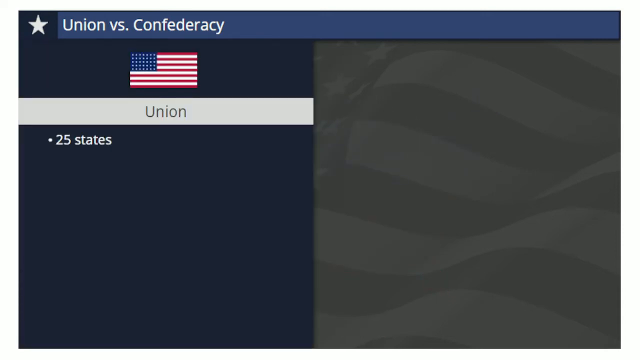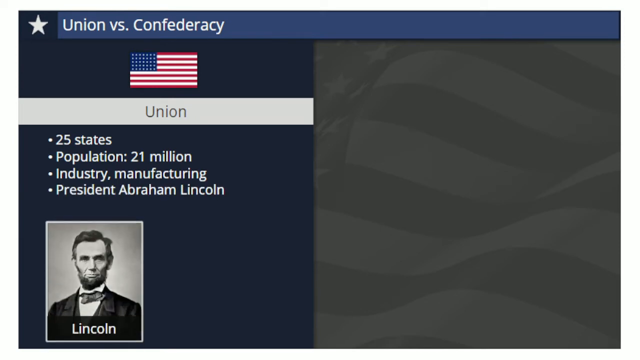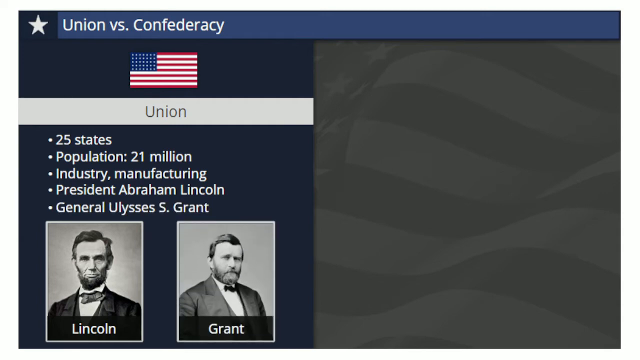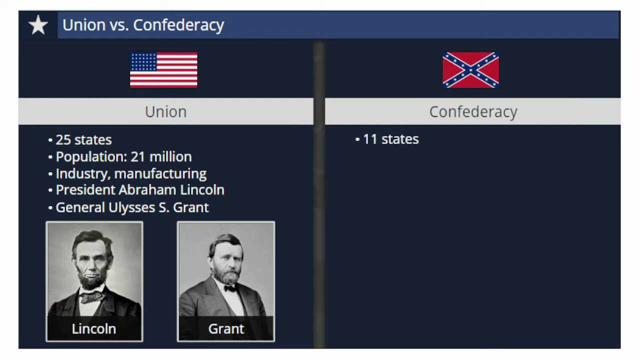25 states made up the Union during the war years. These states had a population of about 21 million people at the time. Most of the industry and manufacturing in the U.S. was centered in these states. Abraham Lincoln led the Union through the entire war as president and commander-in-chief. Many generals led the Union war effort, but the best known and the one who brought the war to a successful conclusion was Ulysses S. Grant.